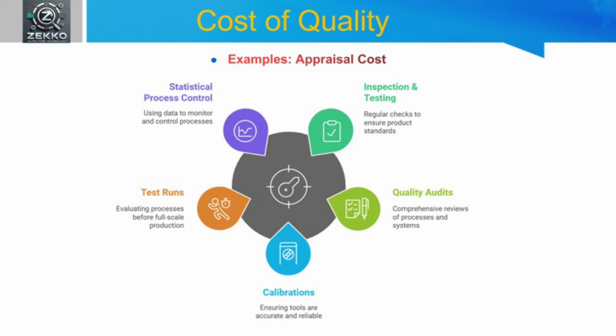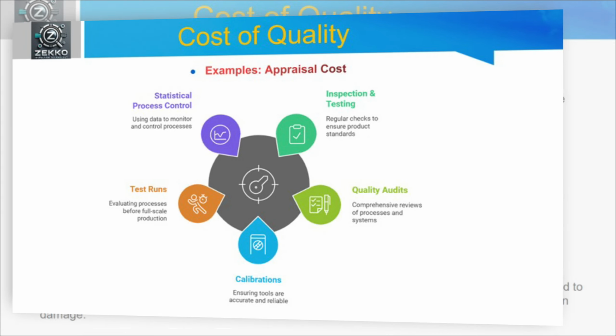Then the last factor is product sampling. This is the cost related to selecting and testing product samples to ensure quality compliance. This particular term comes in batch production. Wherever batch production is there, some product manufacturing is there, and it's a continuous batch. So product sampling is done to test one particular batch. So this cost is involved in appraisal cost.